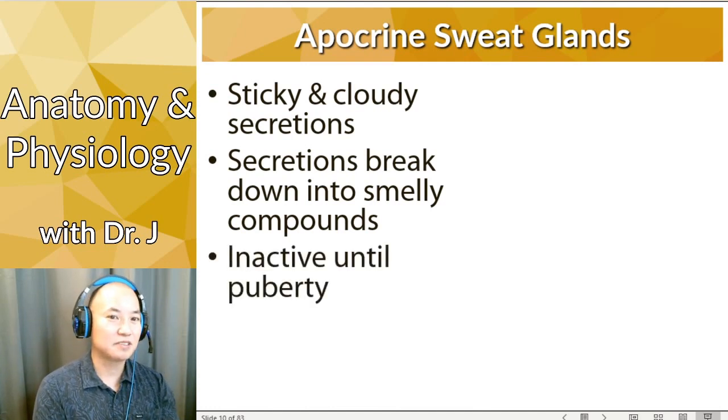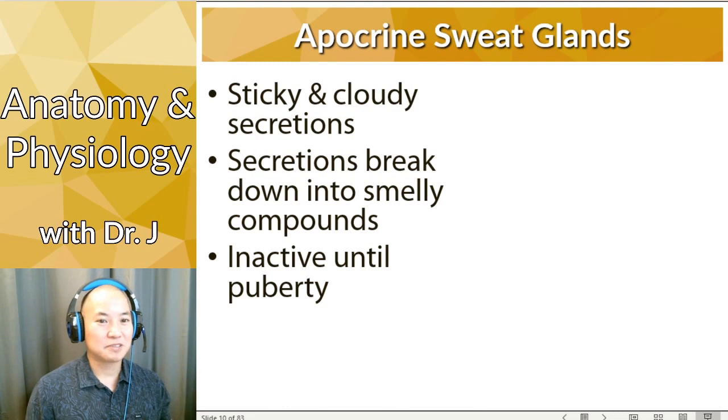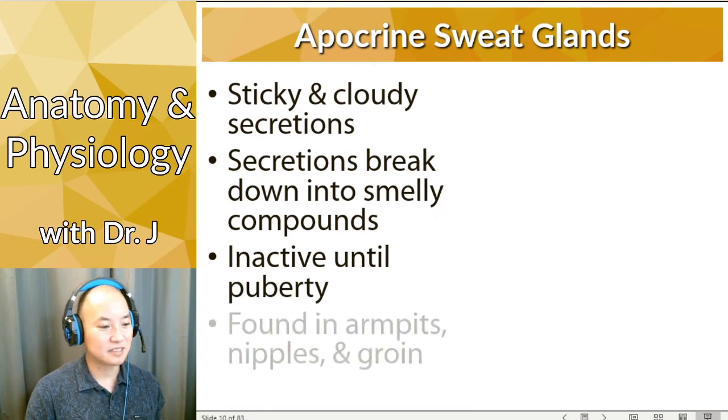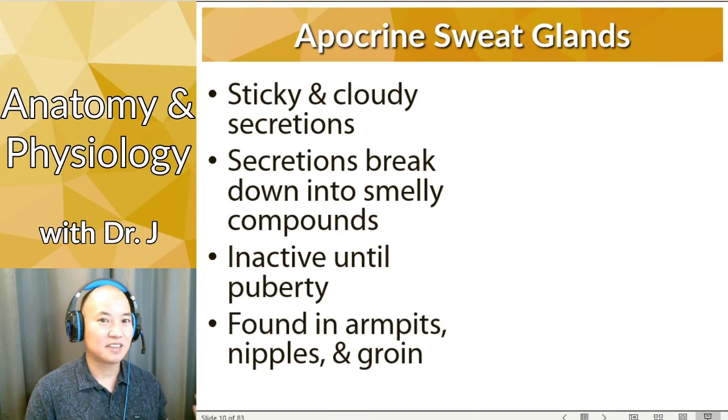Now, these are inactive until puberty. Everybody's body odor changes when they hit puberty. And why is that? Well, these apocrine sweat glands are inactive. So if you don't have active apocrine sweat glands, if you're prepubescent, you're not going to have those smelly compounds from the apocrine secretions. And these are found in the armpits, nipples, and groin. They're also found in other places like the eyelids or the insides of your nostrils as well. But these are the three I want you to know: armpits, nipples, and groin.